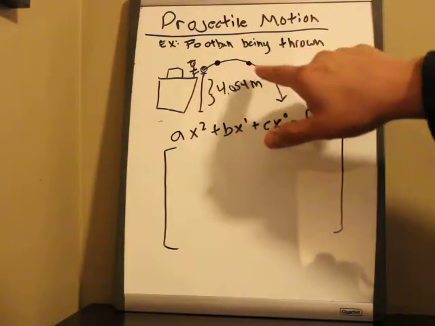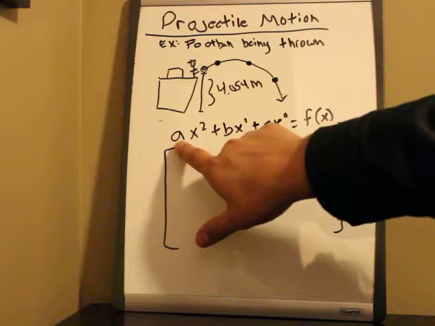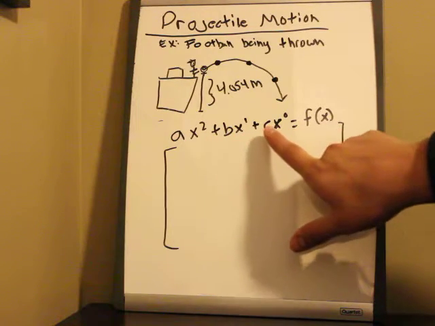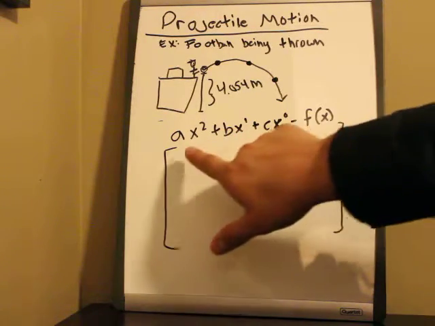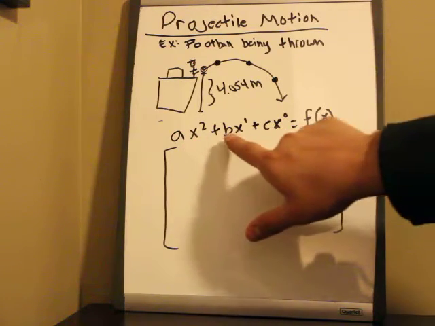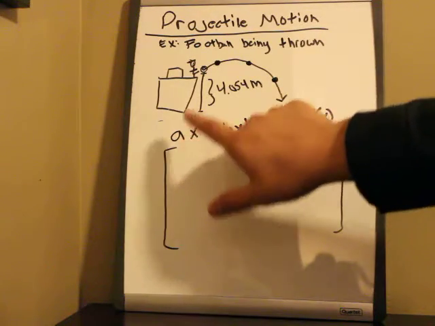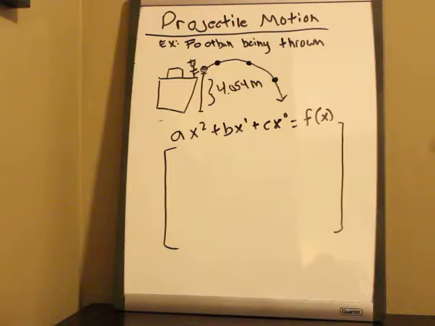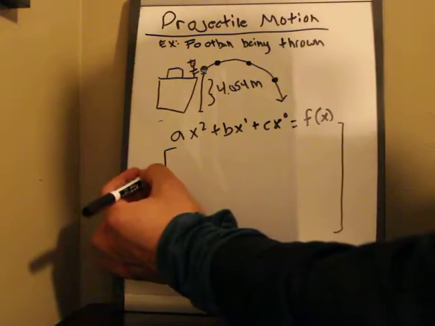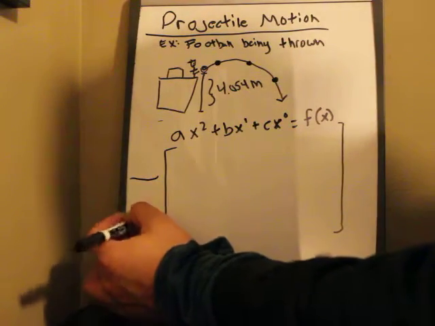I gave you 3 points, and remember, we're trying to find out what A is, what B is, and what C is. So if we have 3 variables that we are trying to find, that means we have to pick 3 points. I actually gave you those 3 points, and they were as follows.